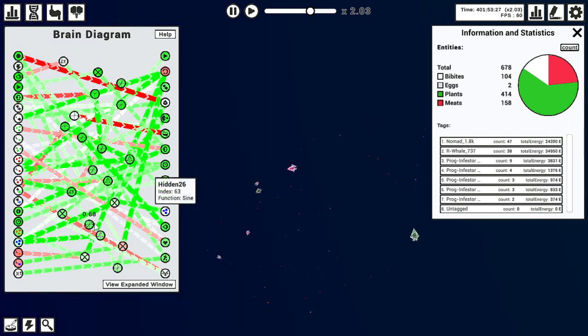Huh. All right, so this might actually end up being a problem because he smells blue pheromone, and then he emits blue pheromone, and progs are also attracted to blue pheromone. We're gonna see a lot of progs and nomads fighting.